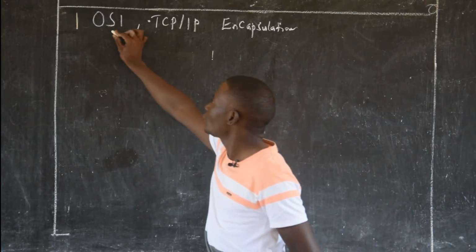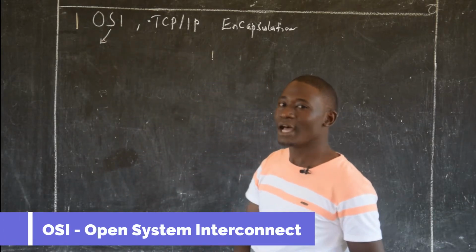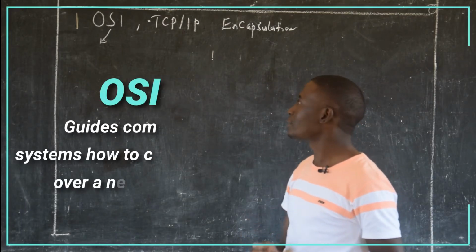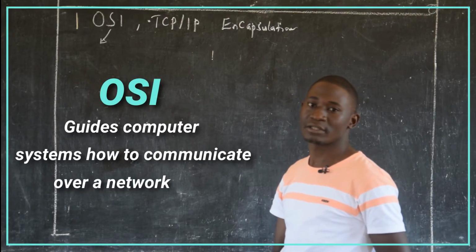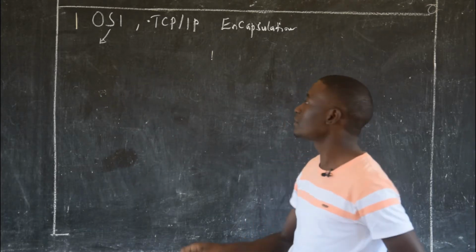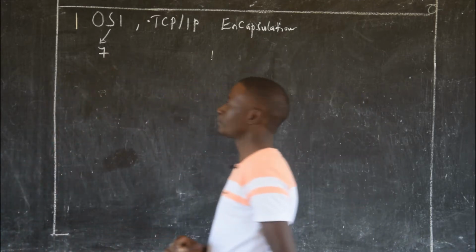So I'm actually going to begin with what we call the OSI model. The OSI model specifically is that model that guides or helps computer systems how to communicate over a network, and specifically has 7 layers in it.